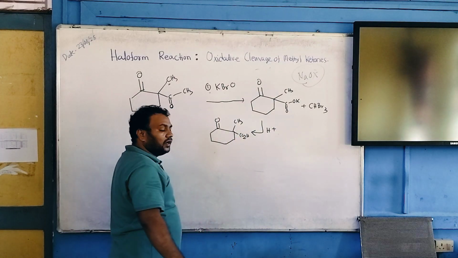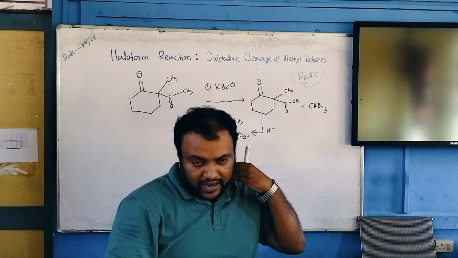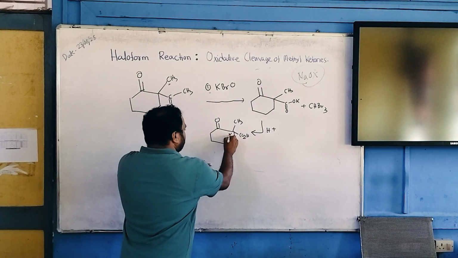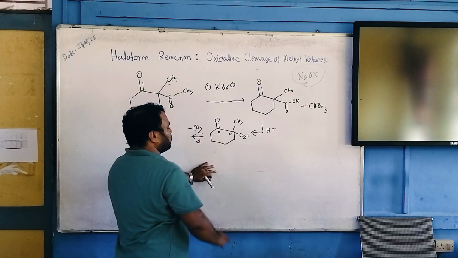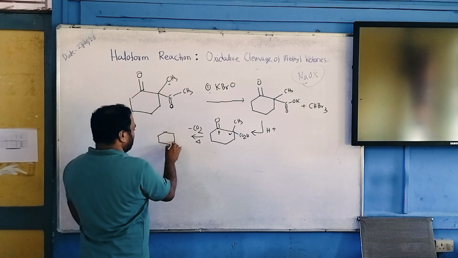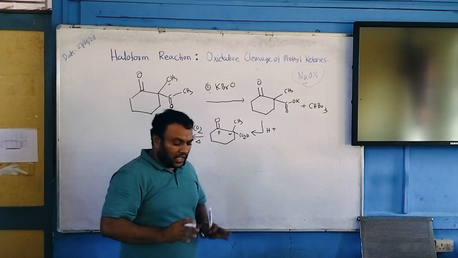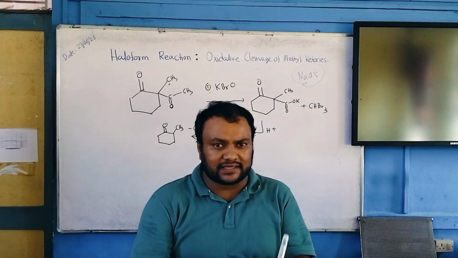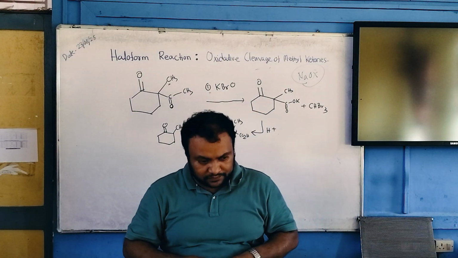CH3. Now please remember, you will learn this in carbonyl chemistry, in carboxylic acid chemistry. Whenever there is a beta keto carboxylic acid, on heating it undergoes a decarboxylation reaction. This CO2 part will be gone. So what will be your product? Your product will be C double bond O CH3. You will get plenty of questions in your modules, in your exercises, on the application of haloform reaction.